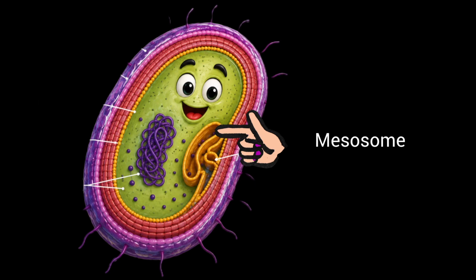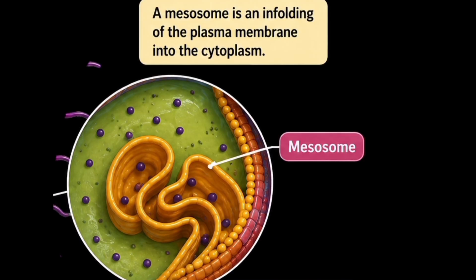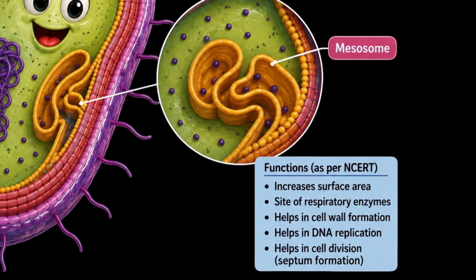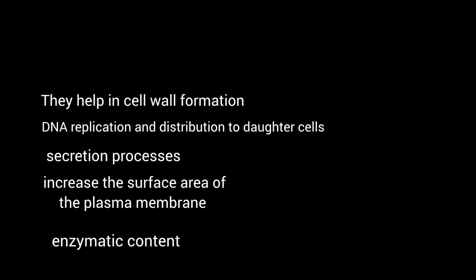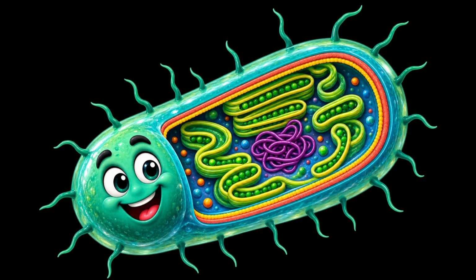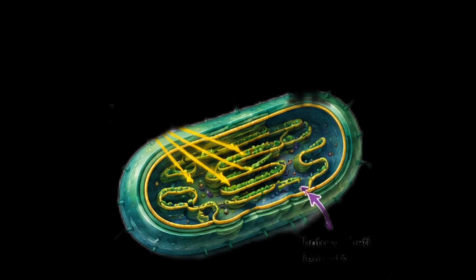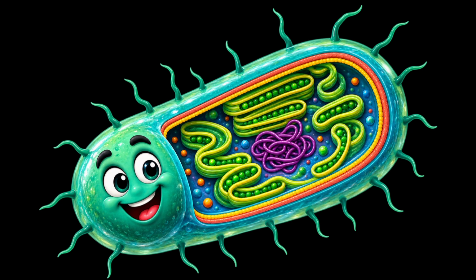Special membranous structure is the mesosome, which is formed by extension of plasma membrane into the cell. These extensions are in form of vesicles, tubules, and lamellae. They help in cell wall formation, DNA replication and distribution to daughter cells. They also help in respiration, secretion process to increase the surface area of plasma membrane and enzymatic content. In some prokaryotes like cyanobacteria, there are other membranous extensions into the cytoplasm called chromatophores, which contain pigments.